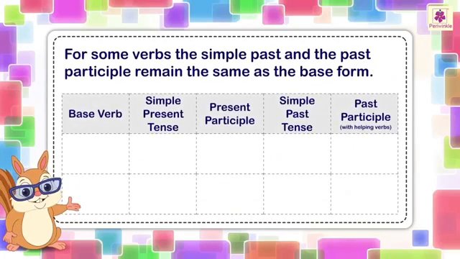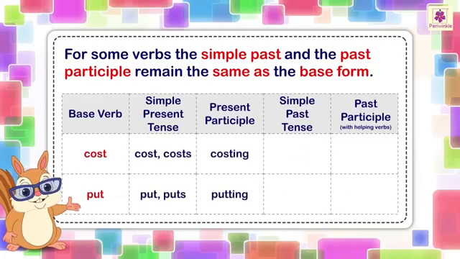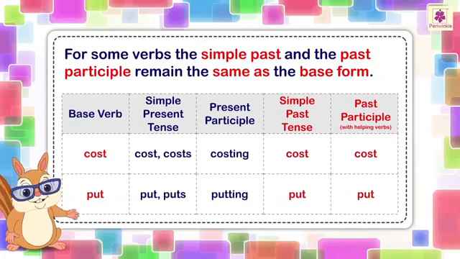For some verbs, the simple past and the past participle remain the same as the base form. For example, for the words cost and put. Observe that the simple past and the past participle of the verbs cost and put remain the same as the base form.